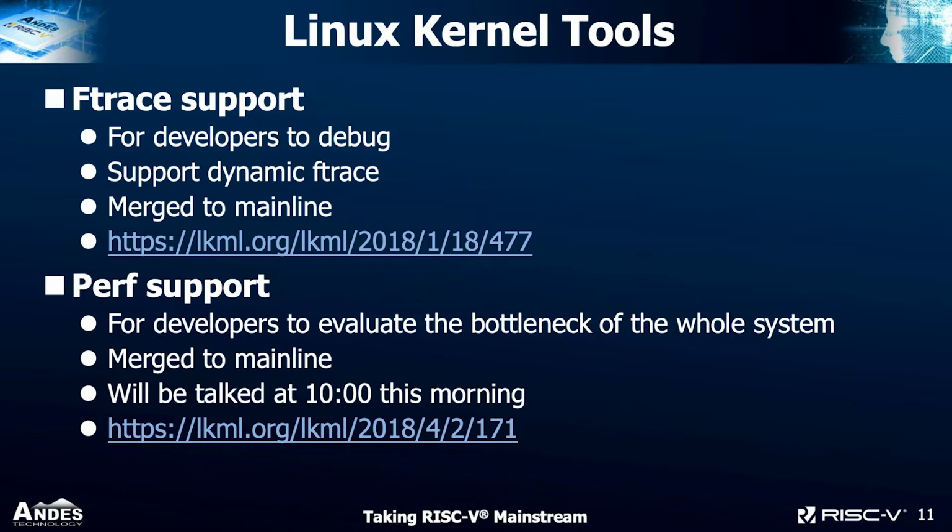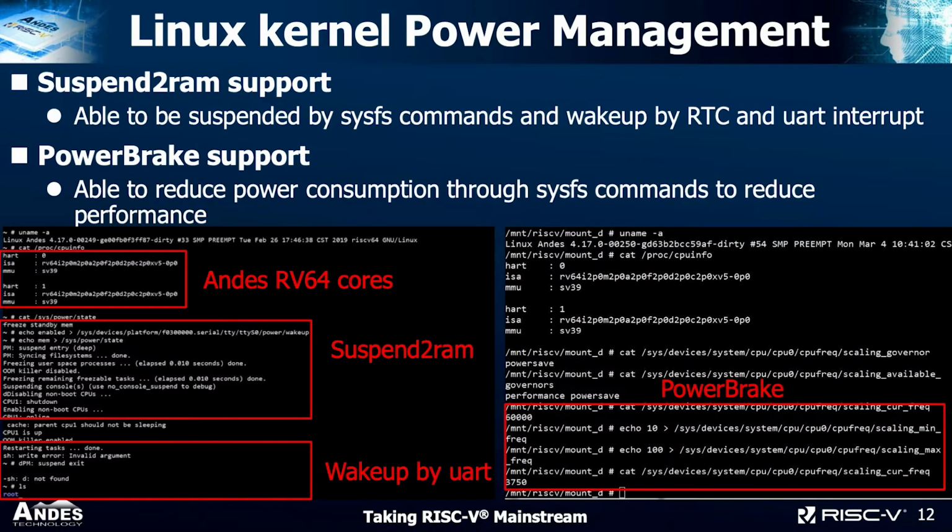The second one is perf. This tool is used to evaluate the bottleneck of the system. It provides information for you to profile the whole system. This feature has been merged to mainline too, and Alan will talk more about it at 10 a.m. this morning in the next session.